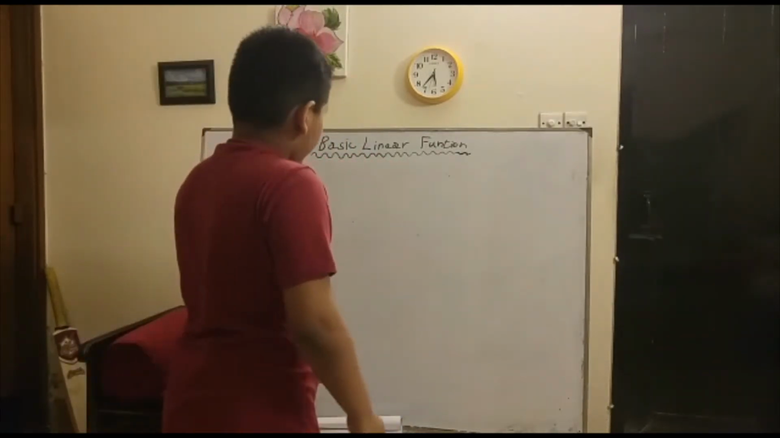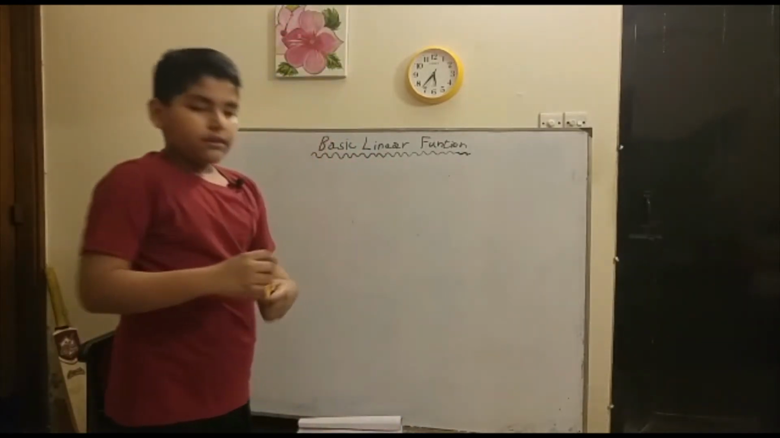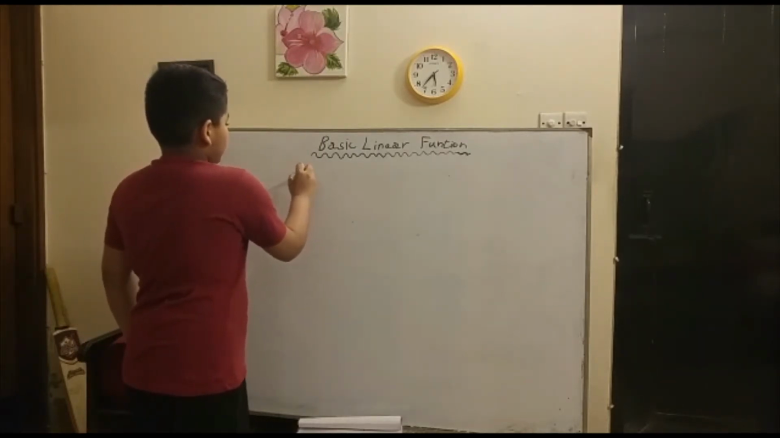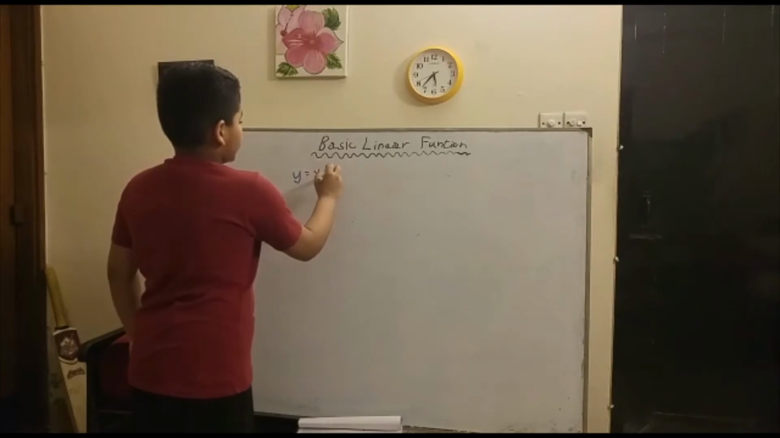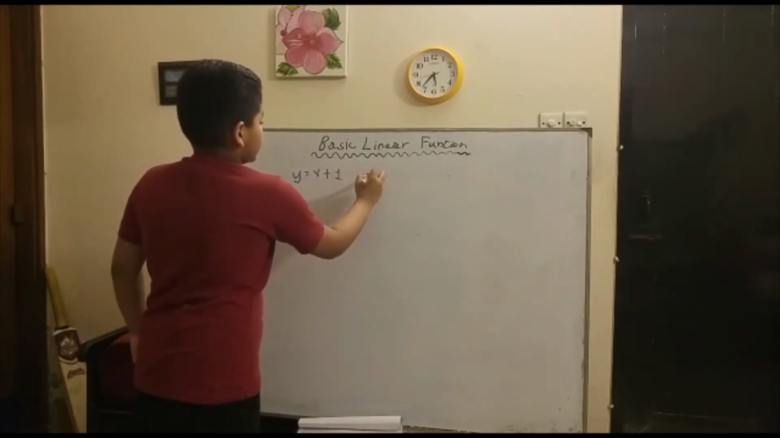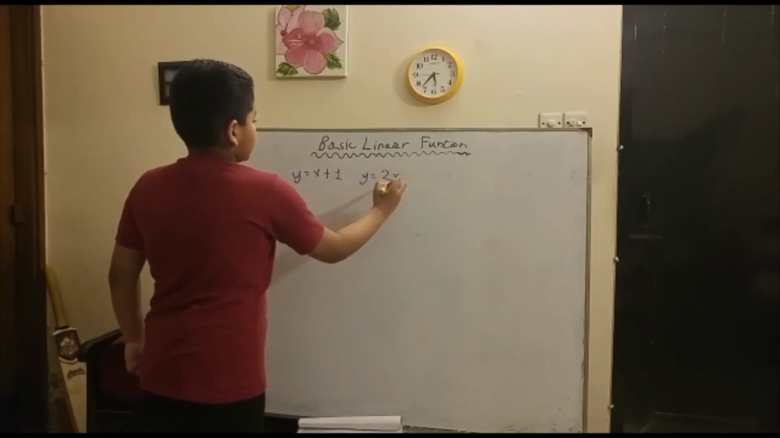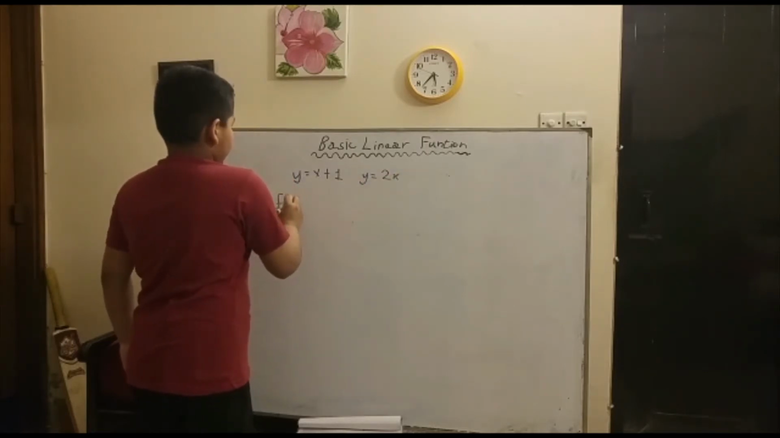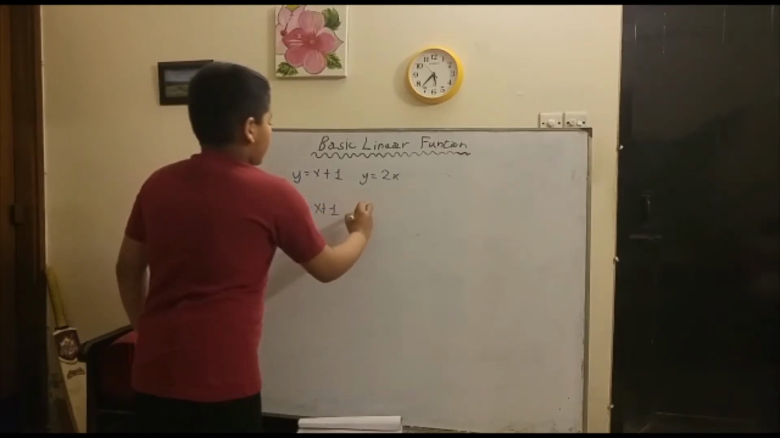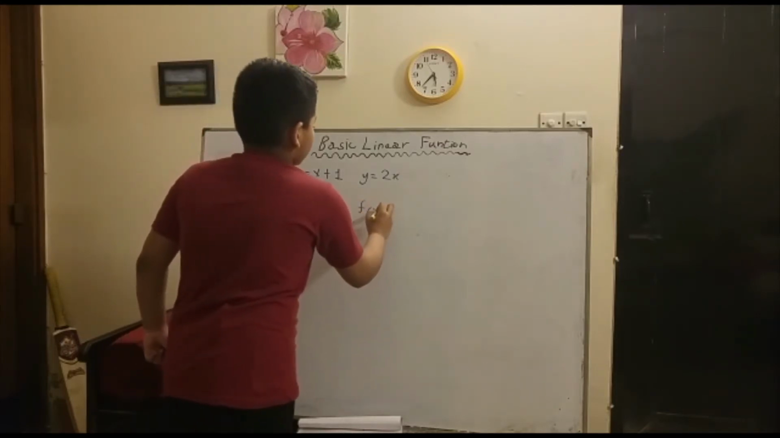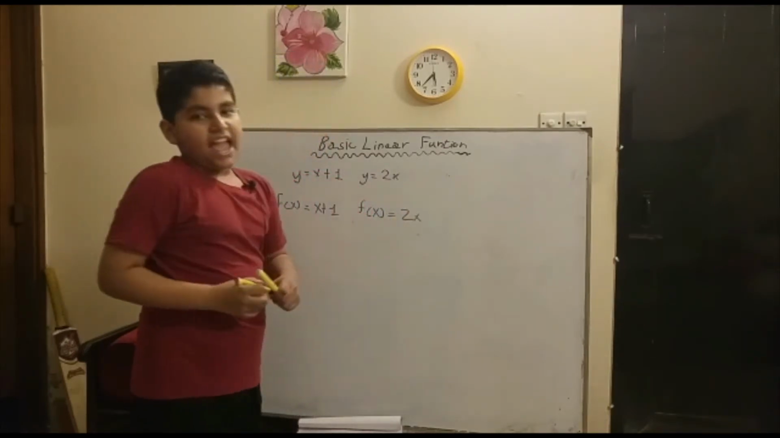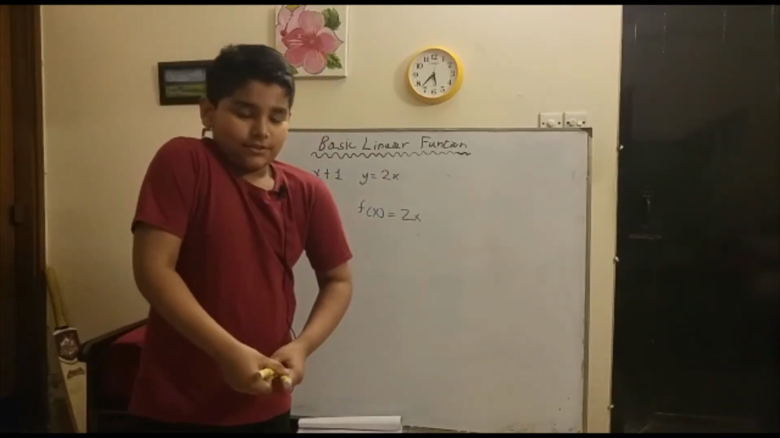So without further ado, let's begin. I would like to point out that recently we have been writing functions like this: y equals x plus 1 or y equals 2x. This can also be written as f of x equals x plus 1 or f of x equals 2x. Now, what is this f bracket x thingy doing?